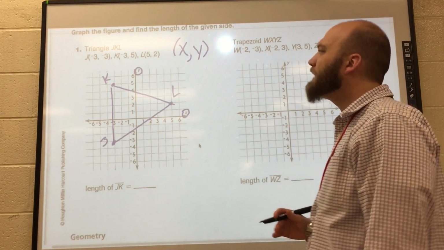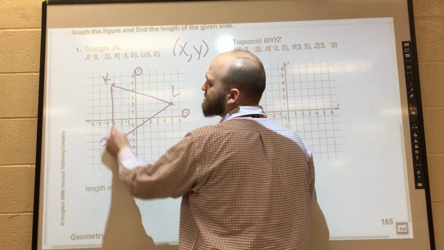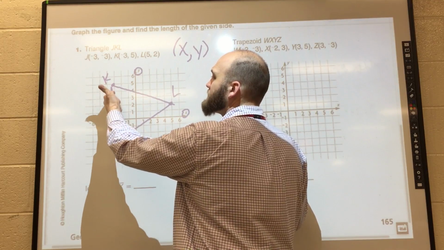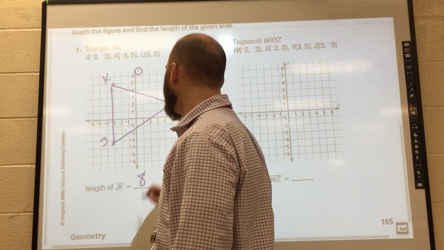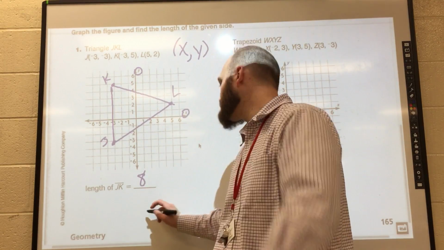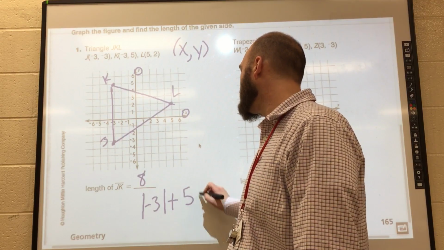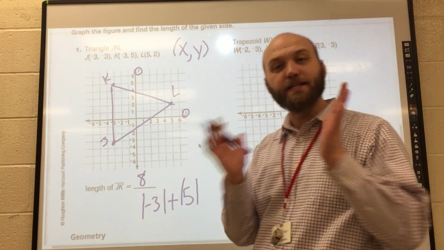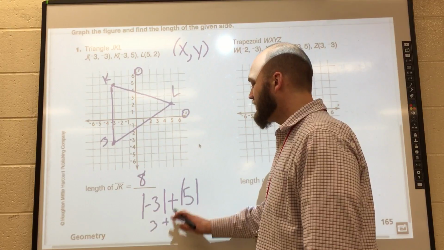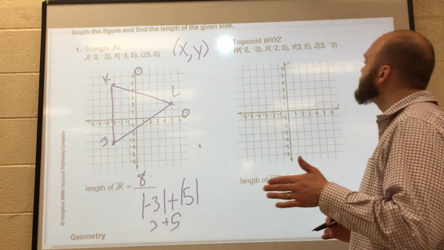And when I connect them, I want to know what the length of JK is. Well, which one is JK? Right here, from J to K. I can either count them and go 1, 2, 3, 4, 5, 6, 7, 8. It is 8 units. Or I could look at absolute value. If you're up on your absolute value, this is the absolute value of -3 plus the absolute value of 5, because I'm looking at distance on a grid. Absolute value of -3 is 3, plus absolute value of 5 is 5, which will still give me a total of 8.